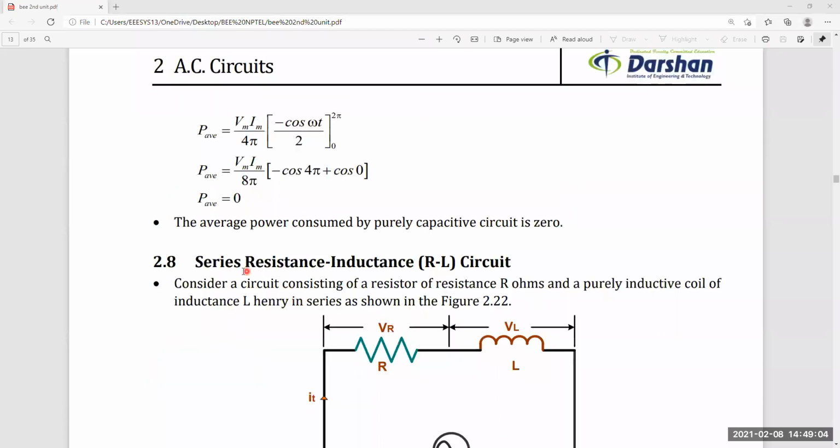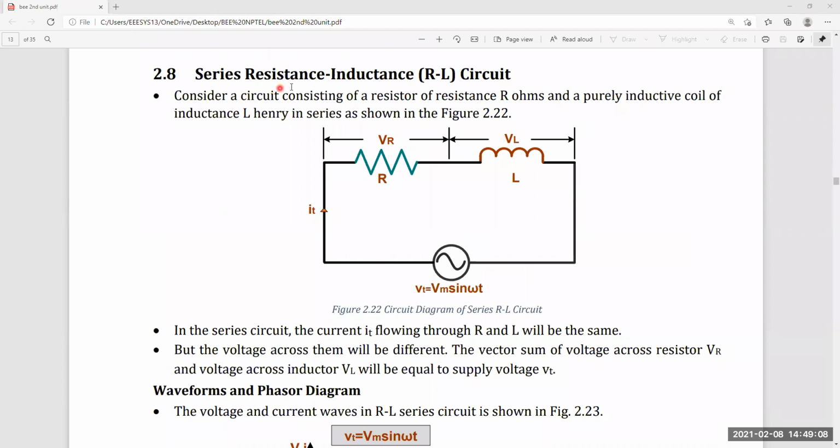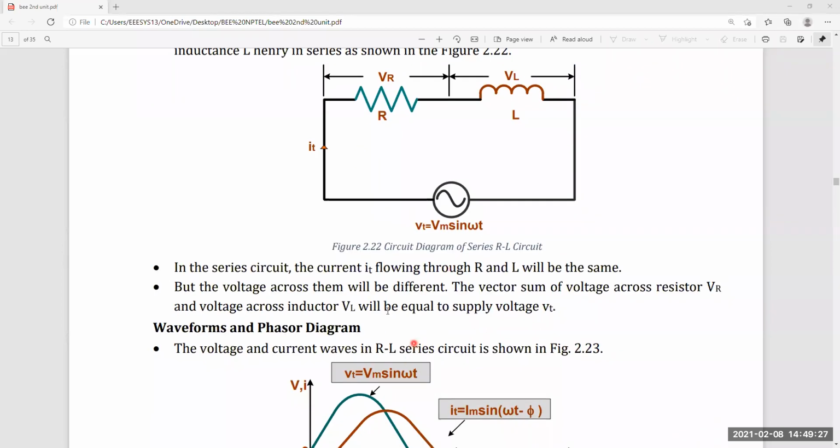Then coming to the next concept, series resistance inductance RL circuit. RL circuit. So here resistor and inductor. The voltage across the resistor is called VR. Voltage across the inductor is called VL. So that means both effects, resistor and inductance effect, at a time. In that case, what happened?